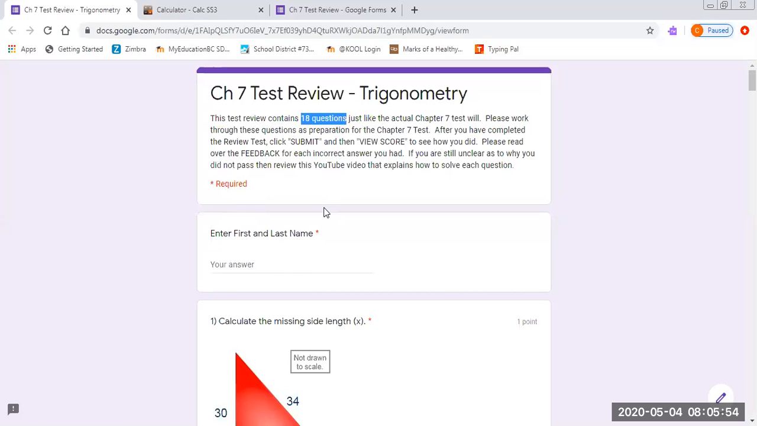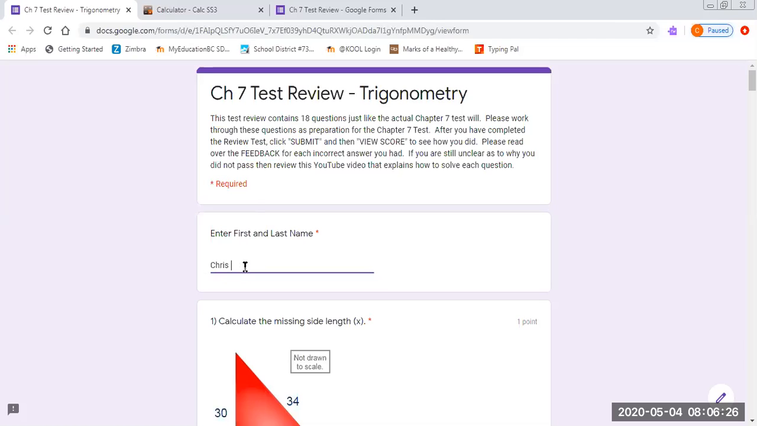The only difference is that on the test, there will be 6 of these questions that will just be short answers, where you have to put the answer in, as opposed to multiple choice questions. But the type of question that you're going to see is very, very similar to what you have here. At the end of this test, I'd like you to submit it. And then if you click View Score, you should be able to see which questions you got wrong. And then there should be some feedback that lets you know specifically how you would have arrived at the right answer. So let's just get started.